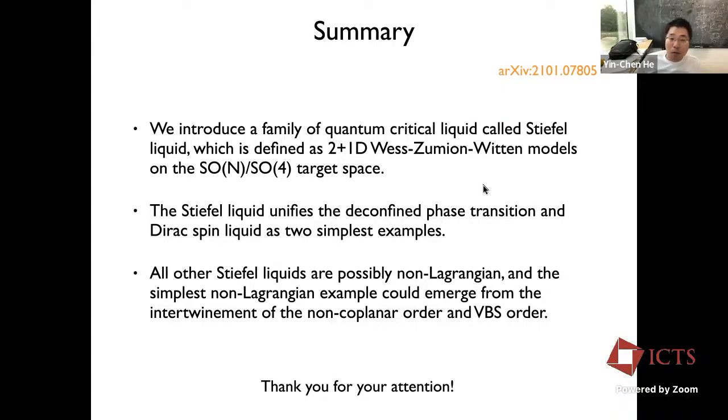Okay, let me just summarize. I introduced a family of critical spin liquids called Stiefel liquids, with a Wess-Zumino-Witten model description. The key player is the Stiefel manifold SO(n)/SO(4), and this unifies deconfined criticality and the Dirac spin liquid. It's an infinite family of CFTs or critical spin liquids labeled by an integer n. For n larger than 6, we conjecture that they are possibly non-Lagrangian; at least we cannot find any known theory to describe these Stiefel liquids. And its physics is actually the simplest: it has a very simple physical meaning, which is just intertwining non-coplanar magnetic order with valence bond solid order. So thank you for your attention.